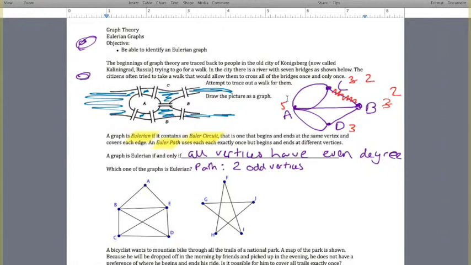Okay? So for a path, you are allowed to have 2 odd vertices, only and exactly 2. 1 won't work. 2 odd vertices, one of them's your start and one of them's your end. Okay? And then you'll pass through the evens.